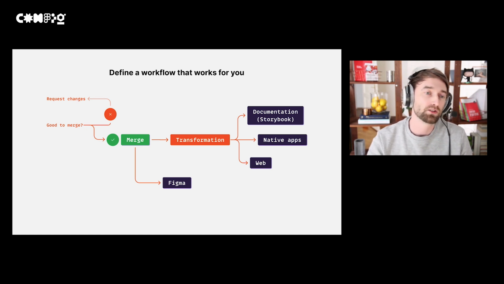If we then feel that these changes are not good enough, we could request changes. Or if we feel they are, we could just merge it in. And that in turn creates a new build for the production website, basically. It could trigger anything else, really, whatever you can think of. It could even sync back to Figma, which is quite nice, I would say.